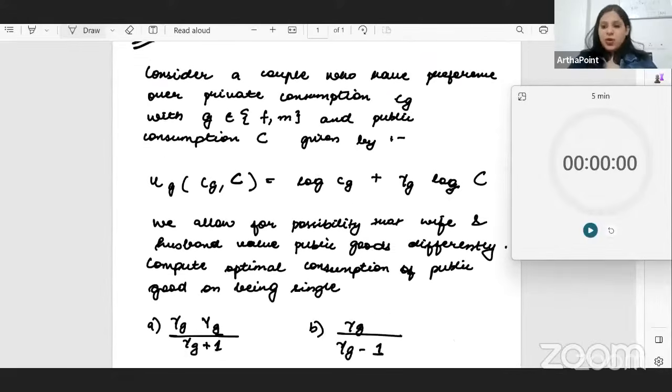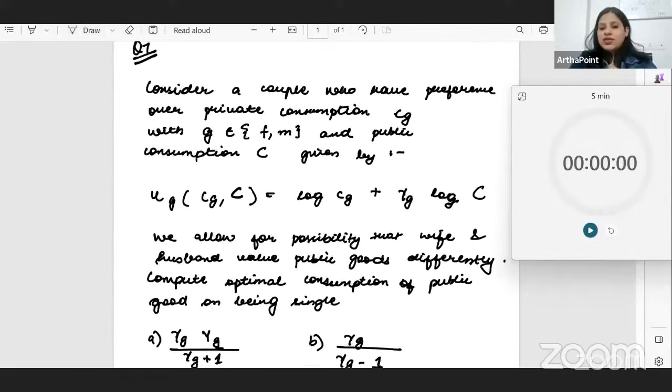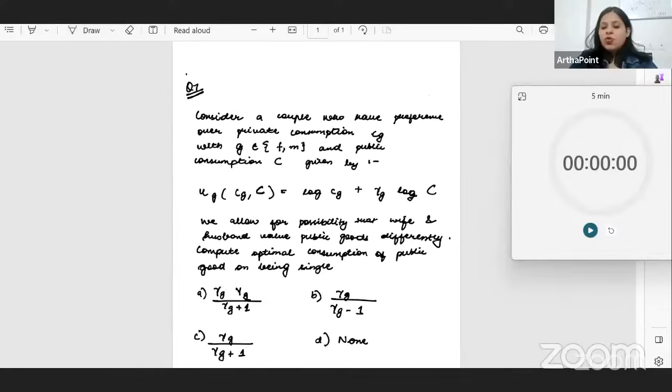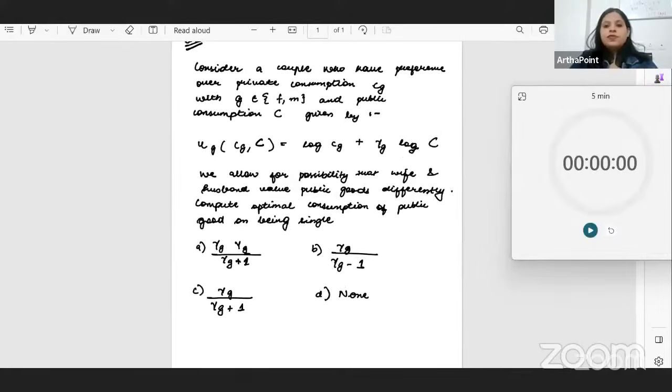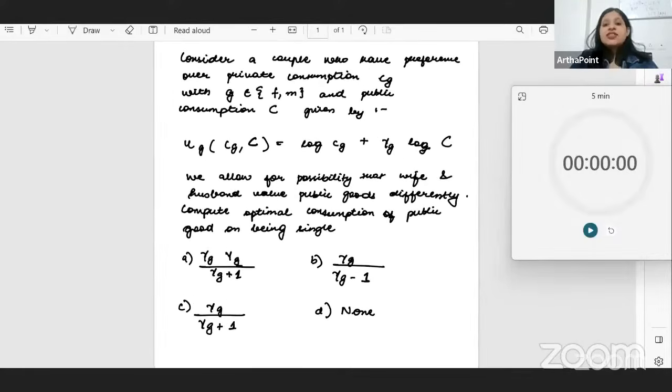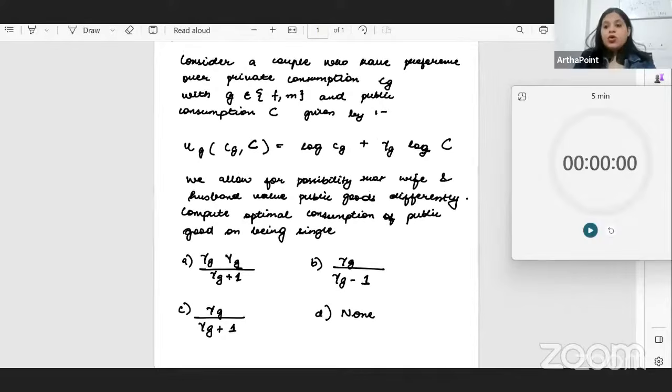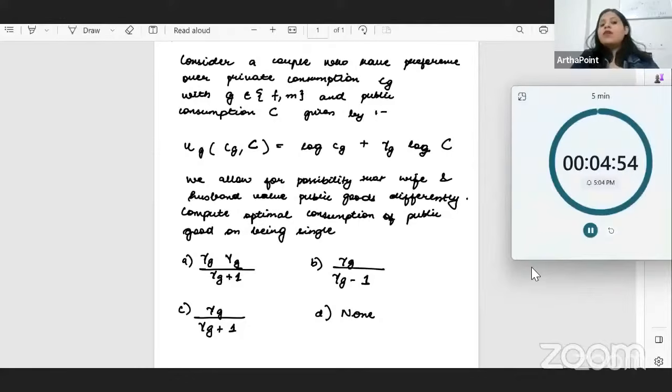And this is an interesting one. Actually, this question had 2 parts, but I am just giving you one part to solve. So it says, consider a couple. Let me just start the timer first. Okay. It says, consider a couple who has preferences over private consumption, c_G, and public consumption, capital C.